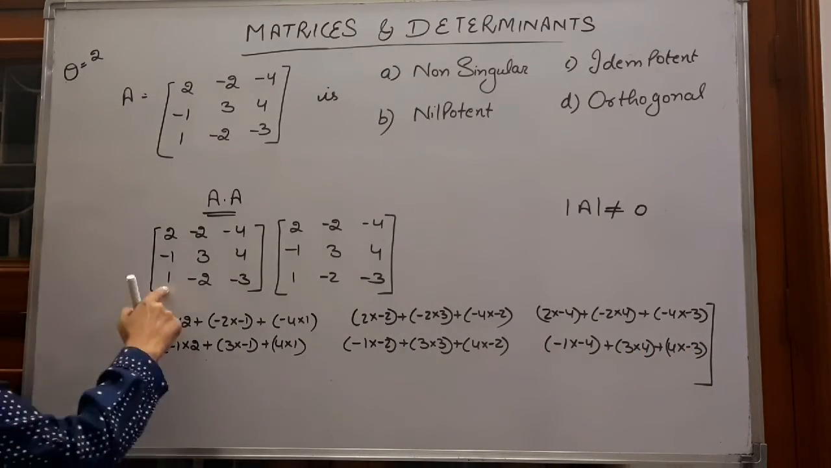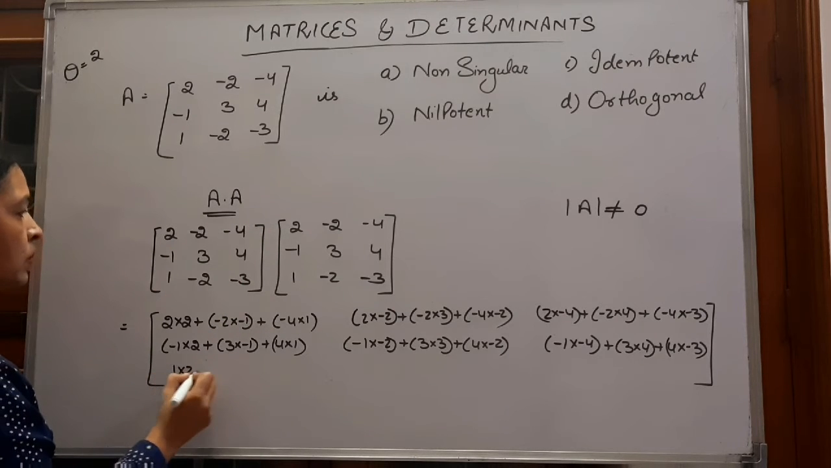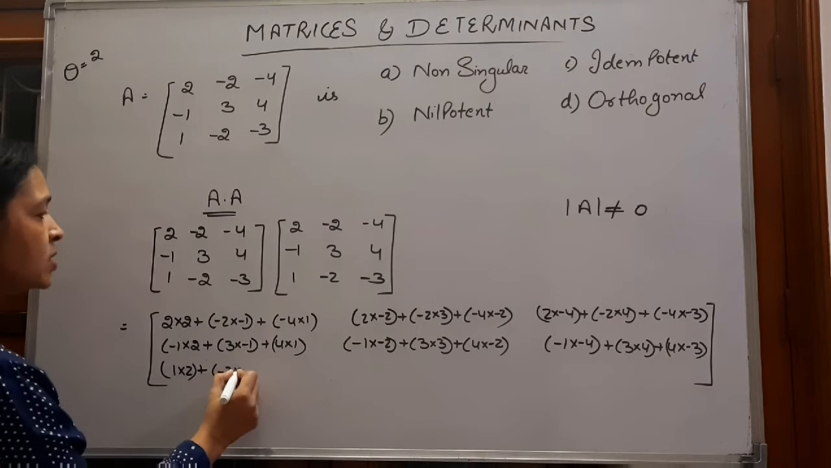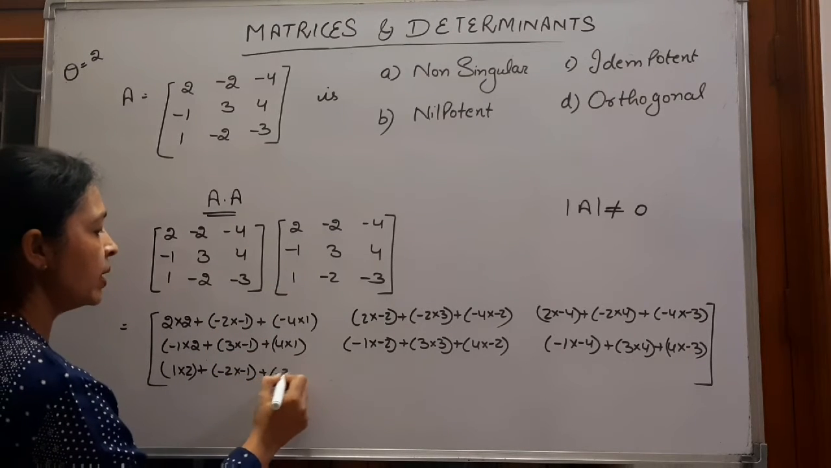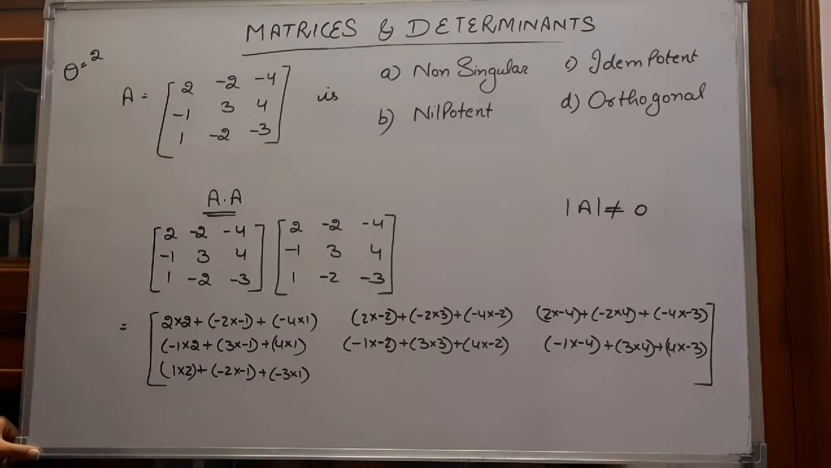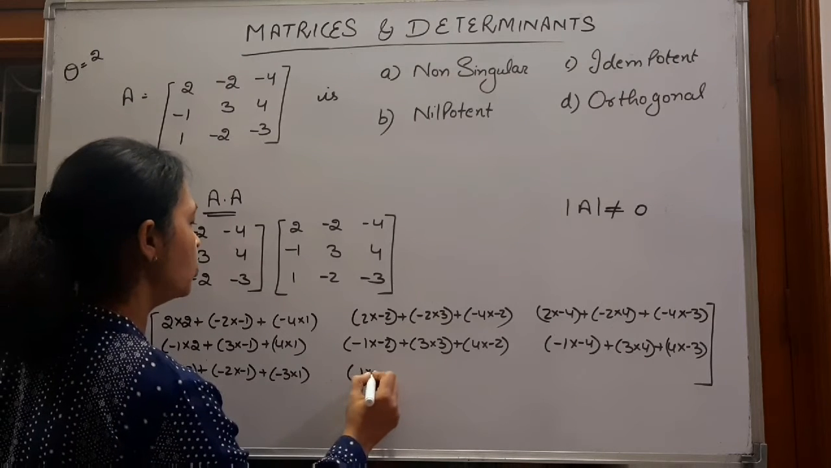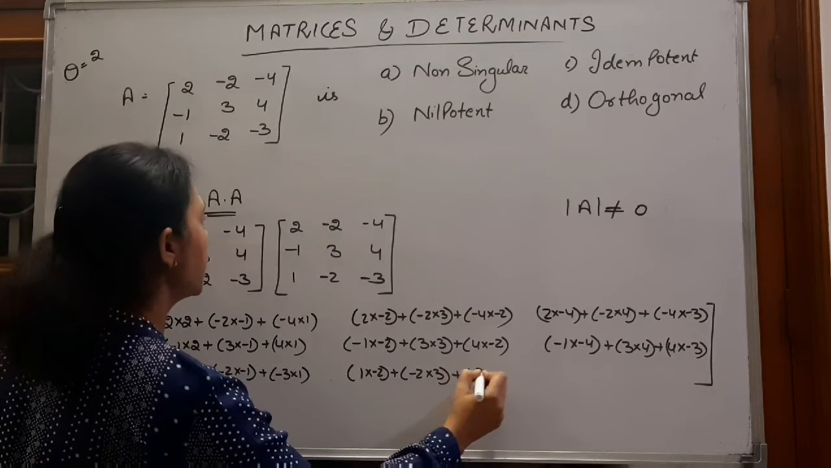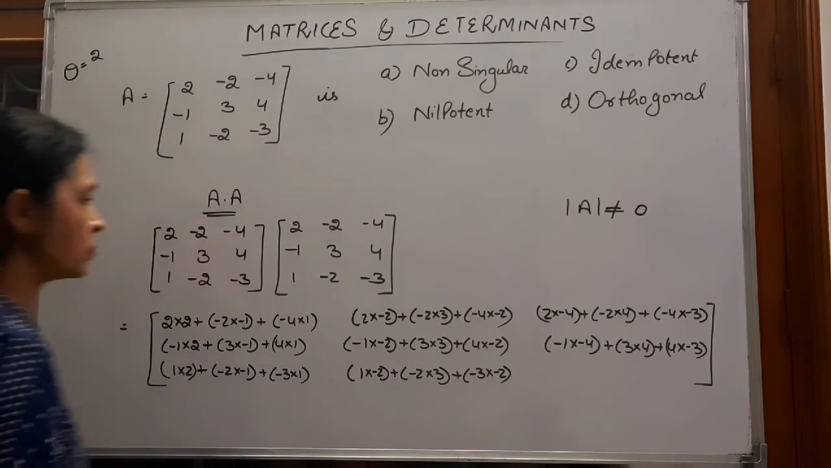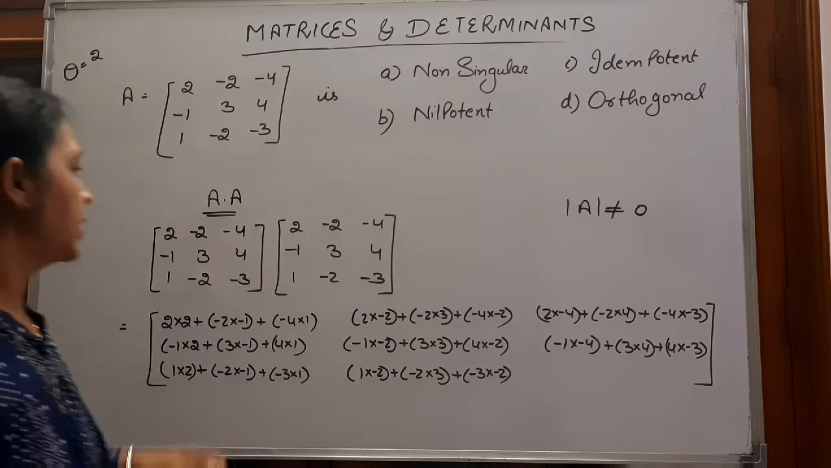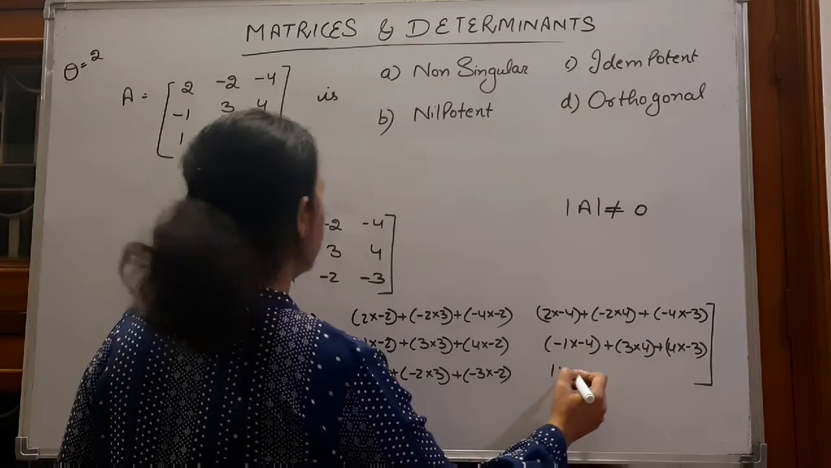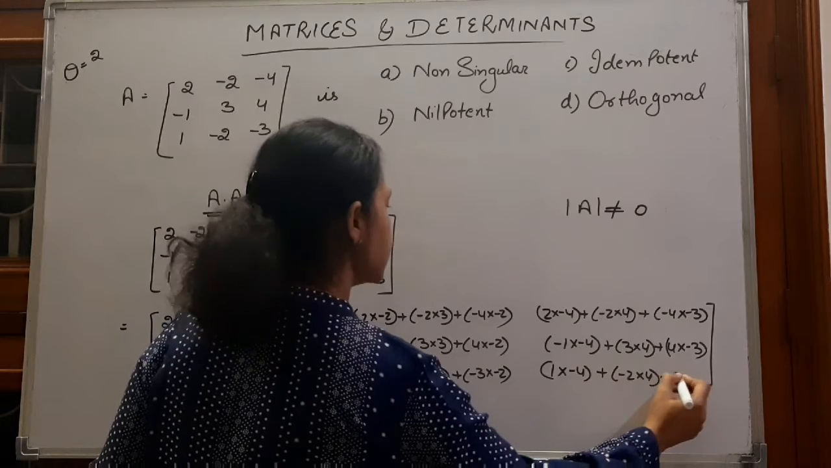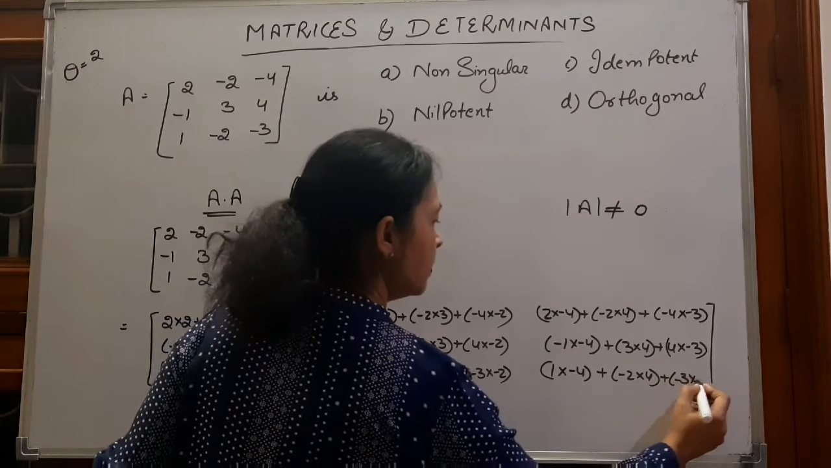Third row, first column: 1 into 2 plus minus 2 into minus 1 plus minus 3 into 1. Third row, second column: 1 into minus 2 plus minus 2 into 3 plus minus 3 into minus 2. Third row, third column: 1 into minus 4 plus minus 2 into 4 plus minus 3 into minus 3.